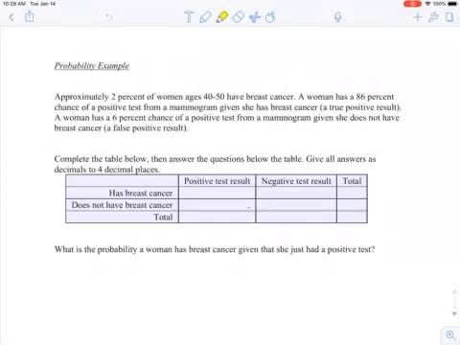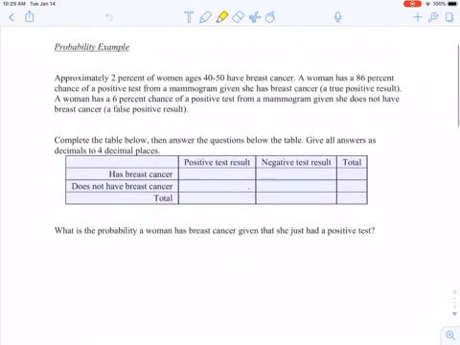Okay, in this problem, I just wanted to do an example. It's a little different than the frequency table when we actually have the data values within the frequency table. This is giving us some probabilities. So what we want to do here is write down the probabilities this is giving us.